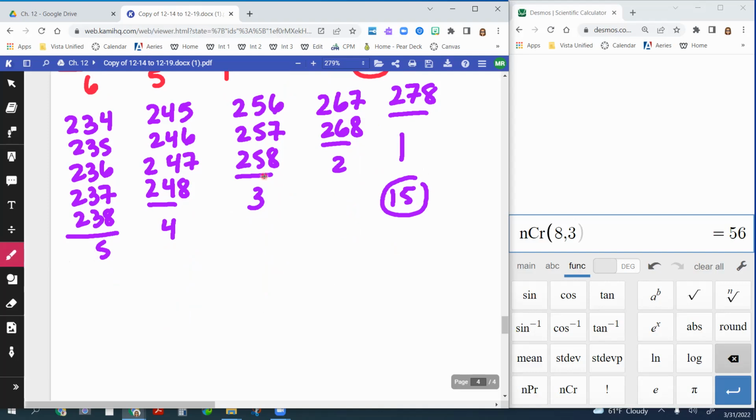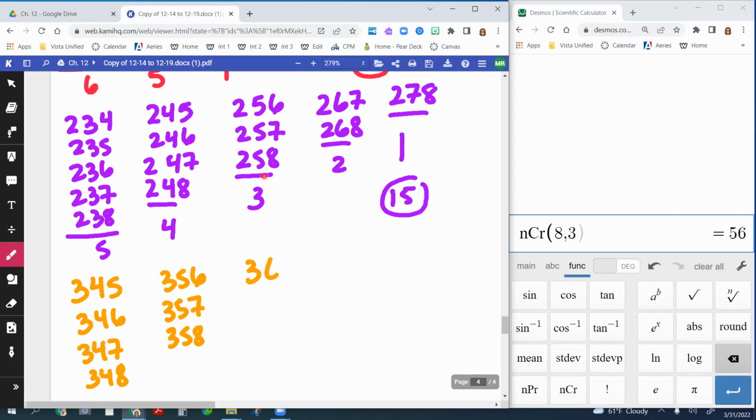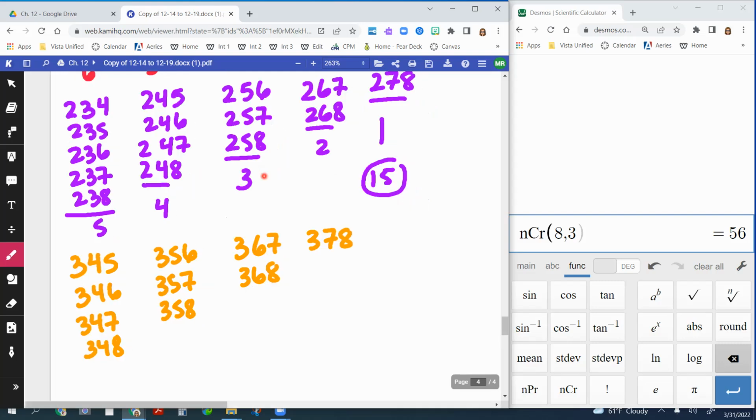So now if I start with 3: 3, 4, 5, 3, 4, 6, 3, 4, 7, 3, 4, 8, 3, 5, 6, 3, 5, 7, 3, 5, 8, 3, 6, 7, 3, 6, 8, 3, 7, 8. So I have 4 and 3 and 2 and 1. And so that is going to be 10.